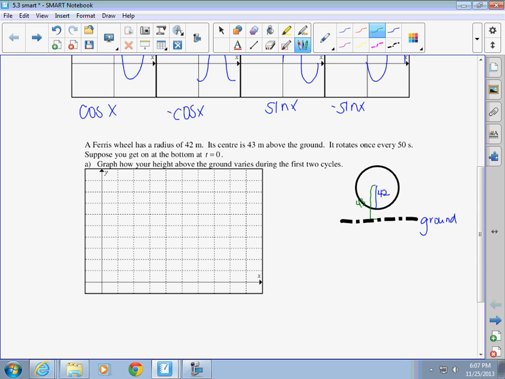It told me that every 50 seconds it will go all the way around, so it'll do that 2 pi or 360 degrees within 50 seconds. So if we want to figure out what this would look like if we graph this as a function, you have to think about picking a couple of points on there where you know what the height is going to be, and you would know what the time would be.